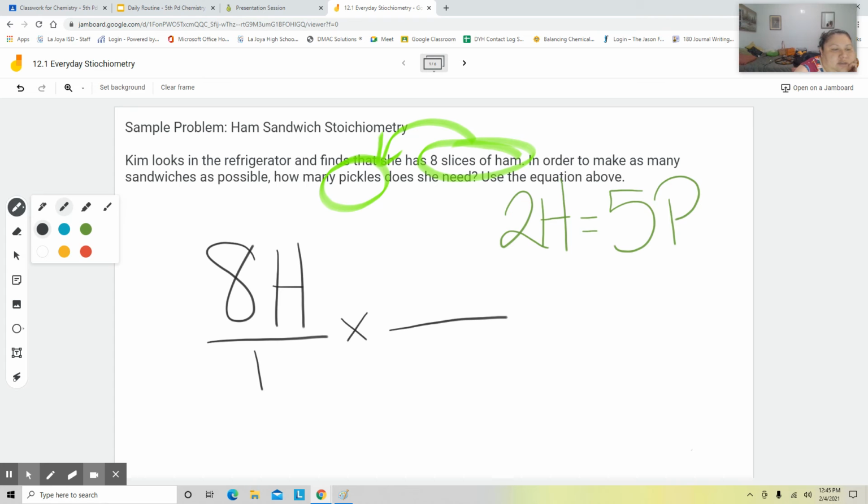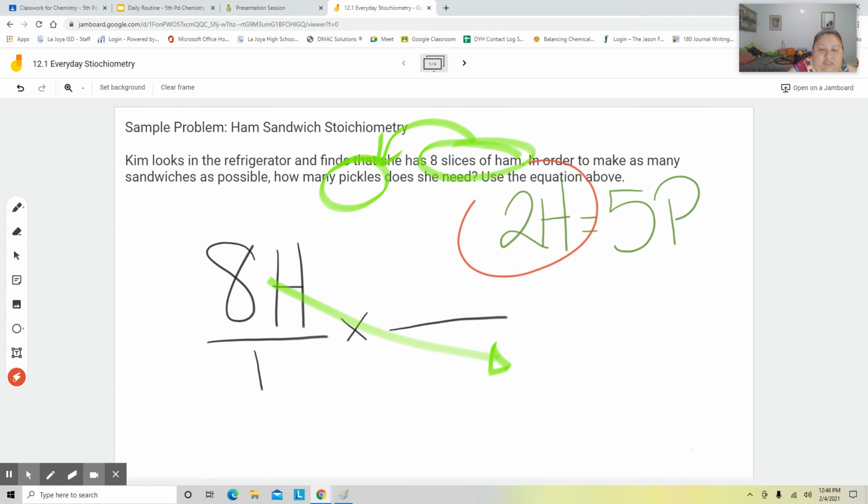And remember, draw the arrow. It helps remind you where H needs to go in order to cancel. Where does H need to go in order to cancel? Top or bottom? Where does the arrow point, guys? Where's the arrow pointing? This number needs to follow the arrow down. So I'm going to put here on bottom 2H.